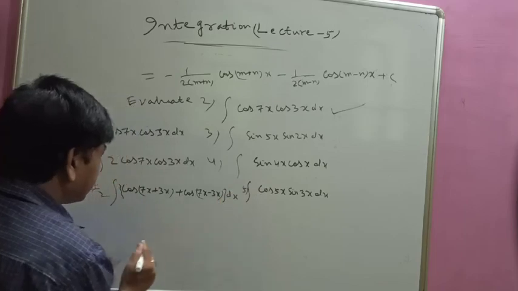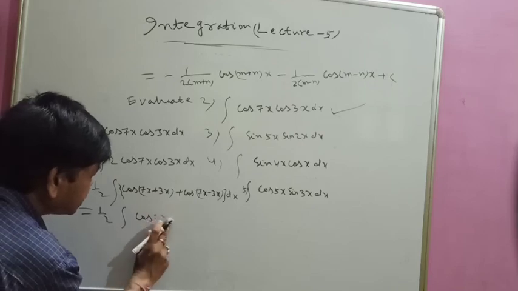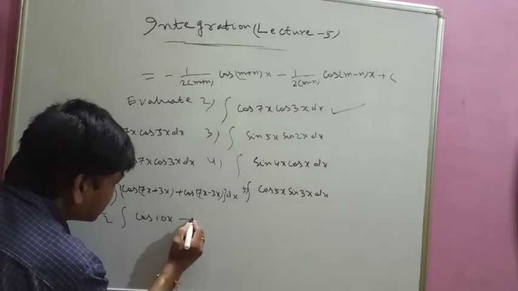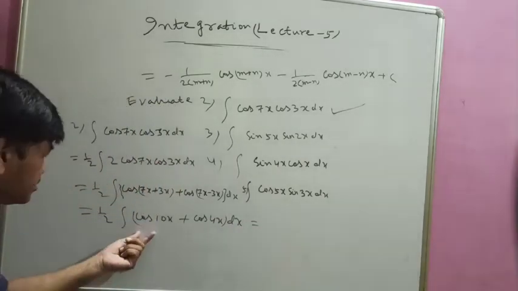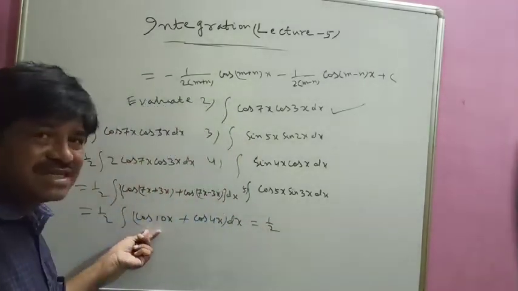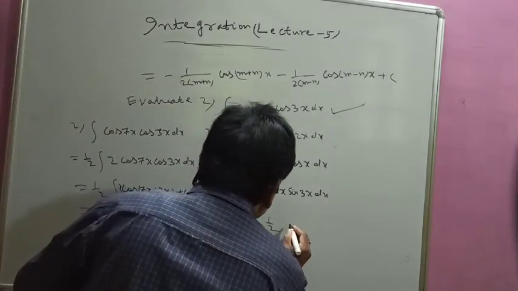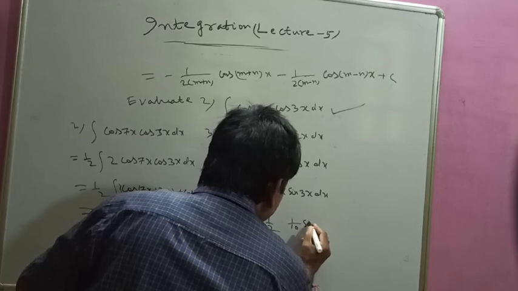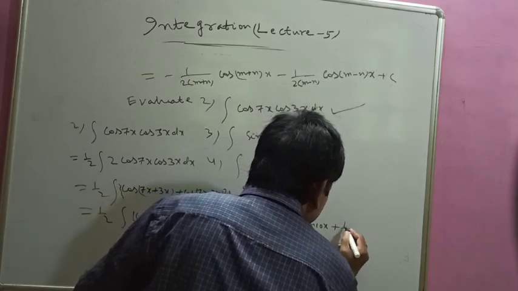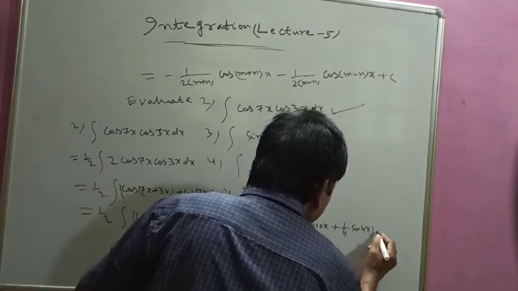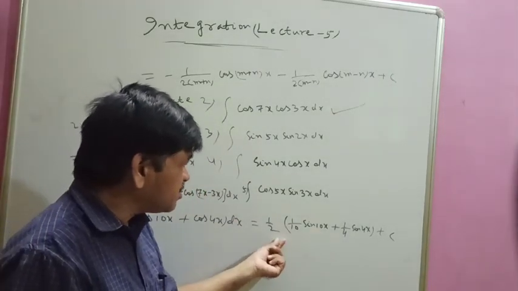So now this becomes half into integration of cos 10x plus cos 4x, since 7x plus 3x is 10x and 7 minus 3 is 4x. Now I can integrate this easily. Half into, what is the integration of cos x? It is sin x. But here x is replaced by linear 10x, so one extra item will come outside, that is 1 by 10. So it is 1 by 10 sin 10x. Then the next one is 1 by 4 sin 4x, plus a constant c. So this is the result. You can multiply this: 1 by 20 sin 10x plus 1 by 8 sin 4x.